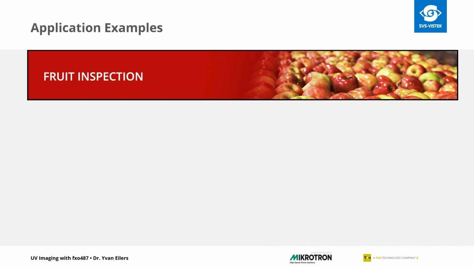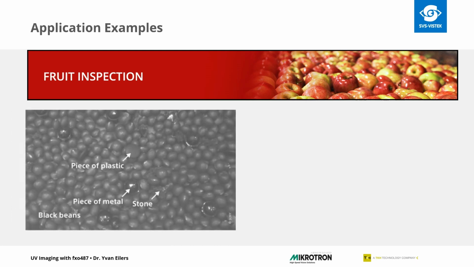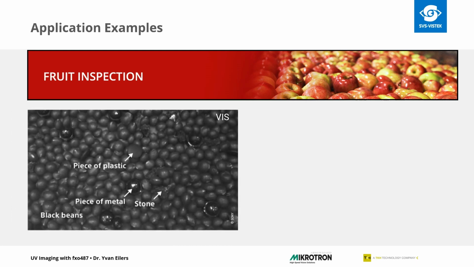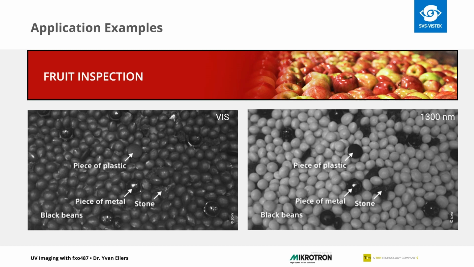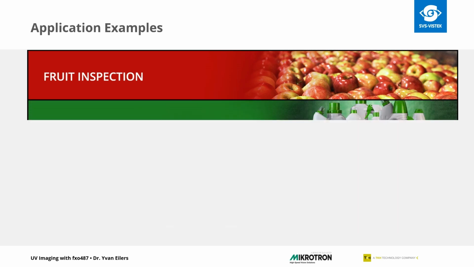Moisture or water detection is not the only application example in the food industry. Other materials that have almost the same color in the visible spectrum can have different reflectivity in the SWIR range. In this example, you see black beans, metal, stones, and plastic all mixed. In the visible range, these materials are difficult to distinguish from each other. If we look at the same scene in the SWIR range, in this case at 1300 nanometers, we see that the beans show a strong reflection so that they appear white and can be clearly separated from the other materials.